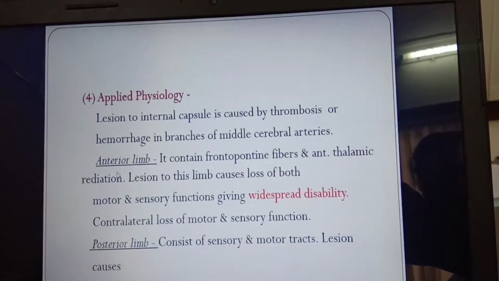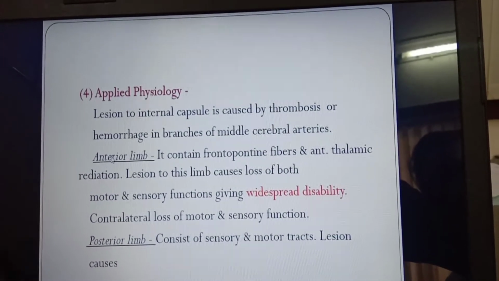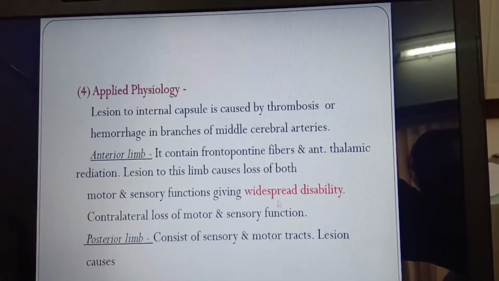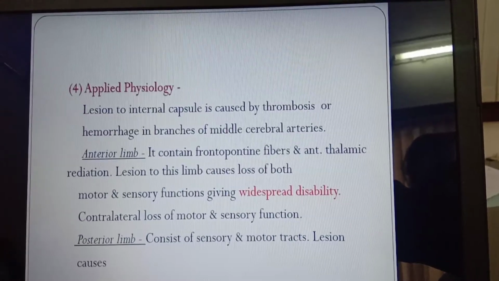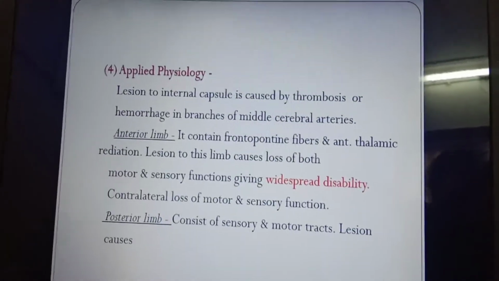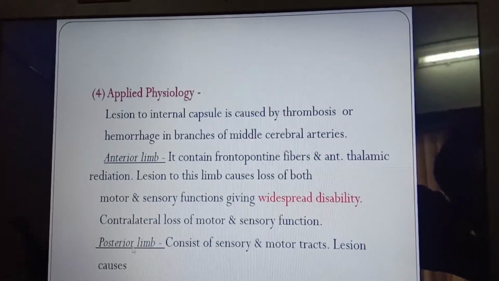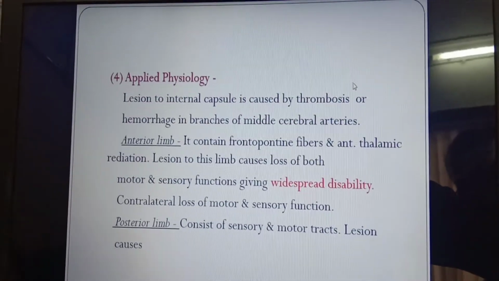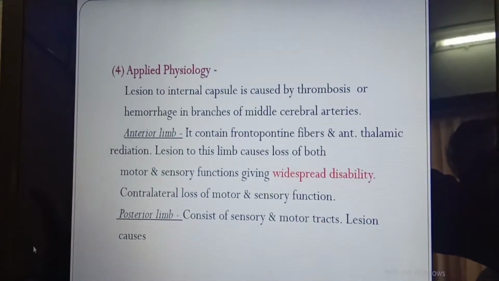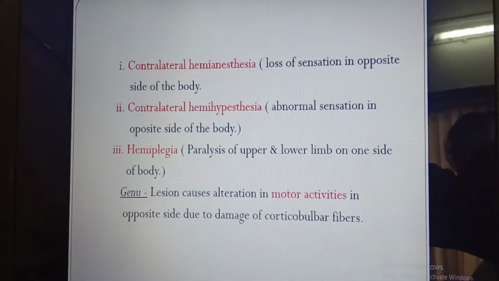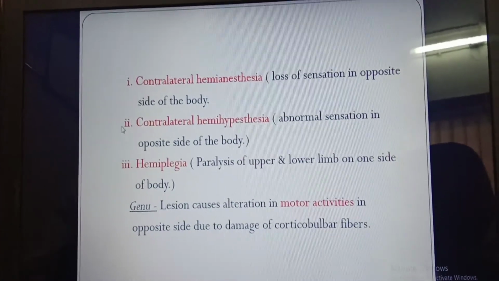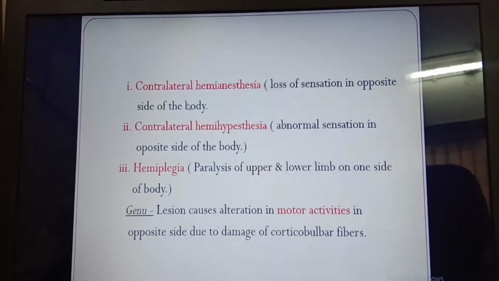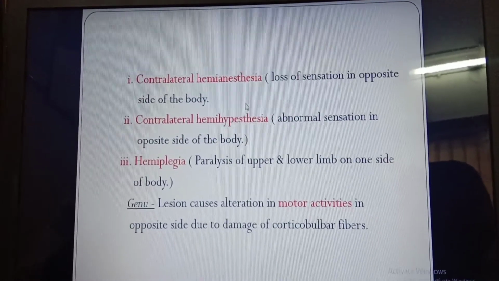So we will try to study: if there is a lesion to the anterior limb, what is going to happen? It is going to cause widespread disability of sensory and motor functions. If there is a lesion to the posterior limb because of either thrombosis or embolism, it is going to cause disorders. These three disorders you should remember: contralateral hemianesthesia. It is loss of sensation on the opposite side of the body.